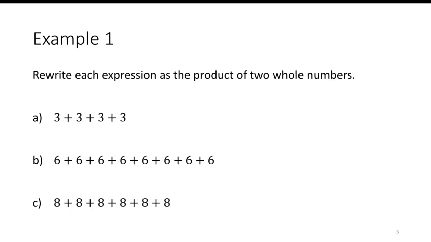Okay, so let's rewrite each of these expressions as a product of two whole numbers. And for this, it's just a matter of counting. I have 3's and I have 1, 2, 3, 4 of them. So this is really 4 times 3. For part B, I'm adding a bunch of 6's. And if I count, there's 1, 2, 3, 4, 5, 6, 7, 8 of them. So this is 8 times 6. And for part C, I have 1, 2, 6 of them. So part C would be 6 times 8.